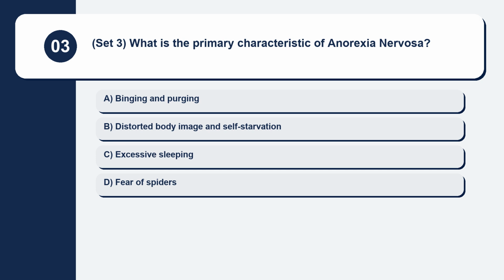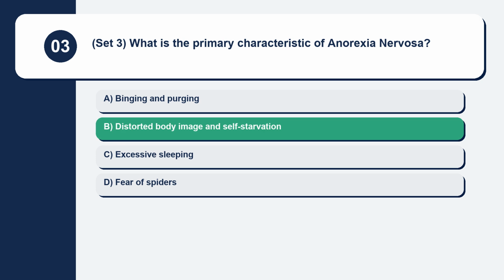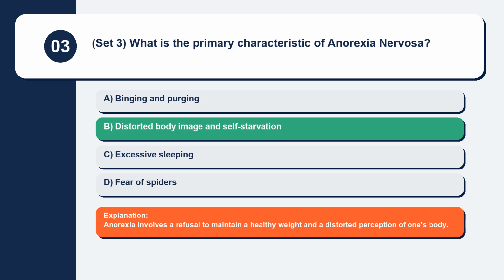Question 3. Set 3. What is the primary characteristic of anorexia nervosa? Binging and purging, distorted body image and self-starvation, excessive sleeping, fear of spiders. Anorexia involves a refusal to maintain a healthy weight and a distorted perception of one's body.